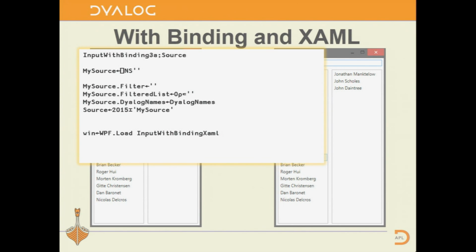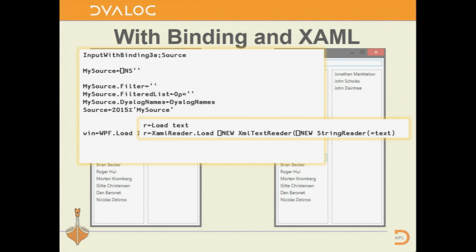We can then load our XAML with this simple function here. All this does is it takes a text array as an argument, which contains our XAML. It passes it through a number of .NET functions, and out at the end pops an instance of the window that has the content that is described within the XAML.